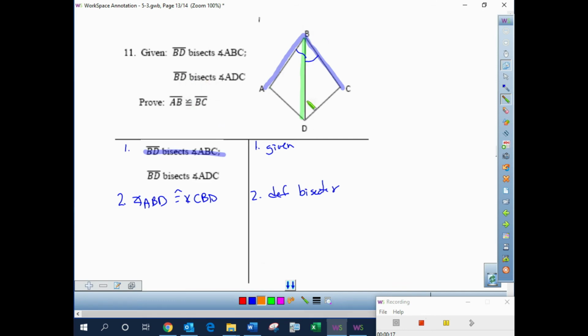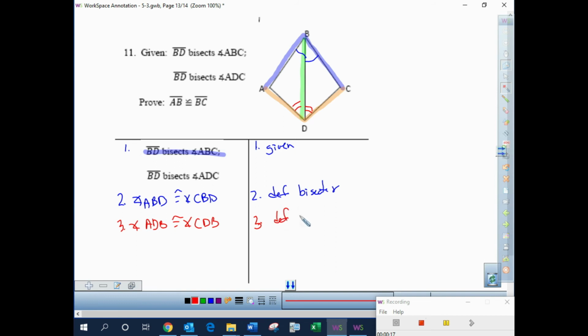Segment BD, still the green guy, bisects angle ADC. Well, that's this orange angle this time. The green guy cut the orange guy into two equal pieces, so I'll mark him, but we got to use double arc marks because we already used up singles. So step 3, these angles is angle ADB congruent to angle CDB for the same reason. That's step 3, the definition of a bisector. And all I've done so far is use the stuff that they gave me. They gave me this blue bisector, used it. They gave me this orange bisector, used it.